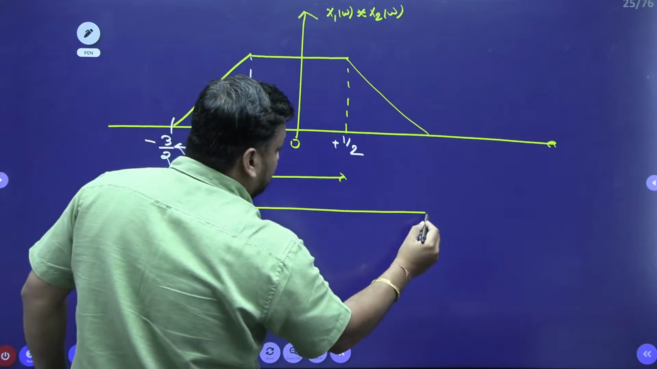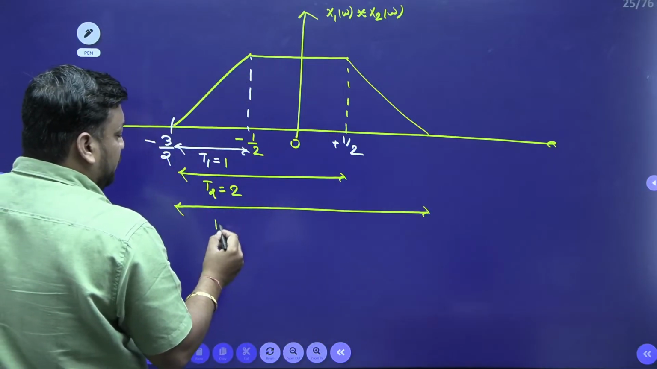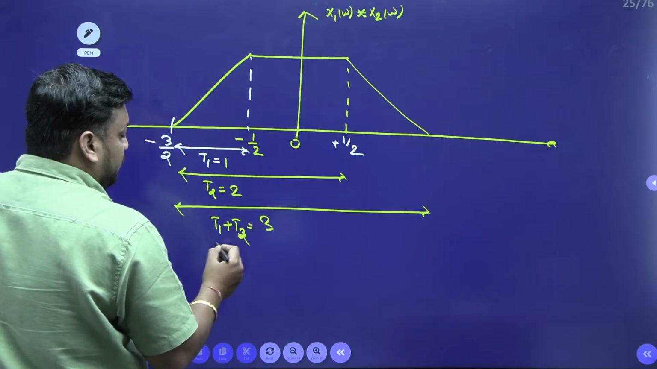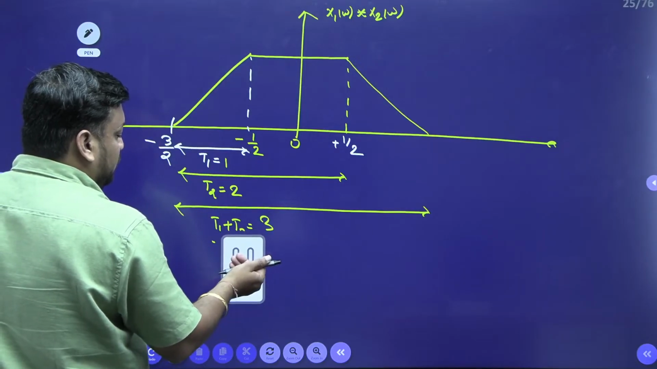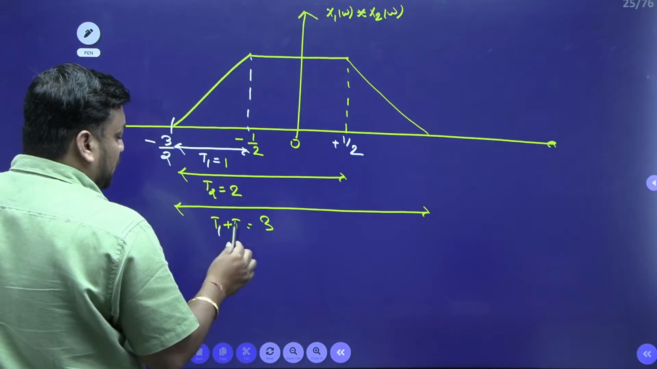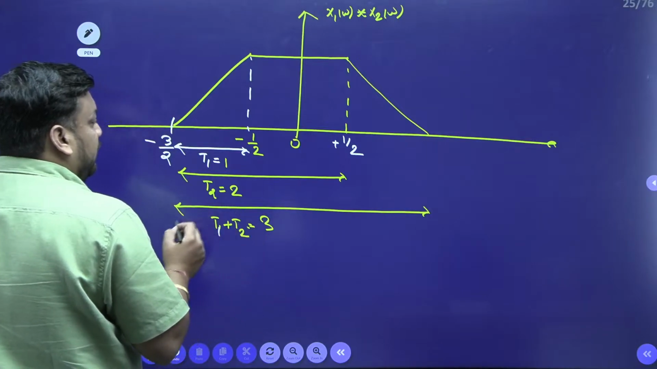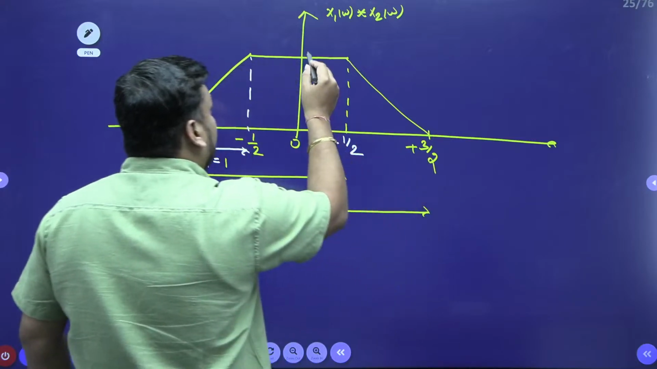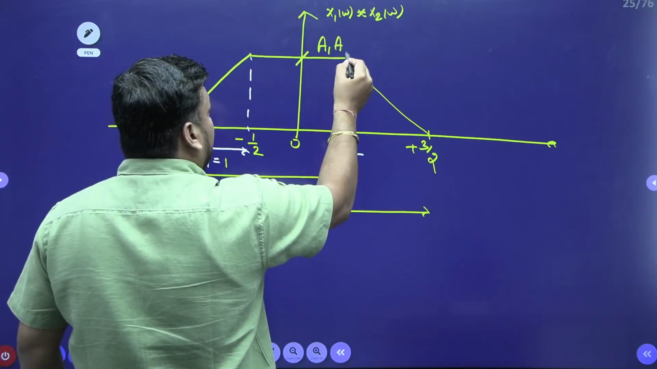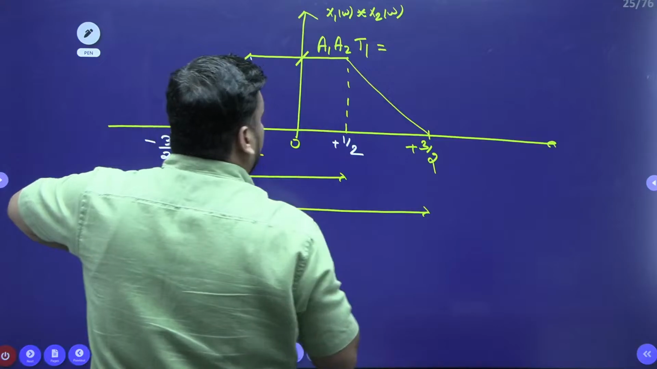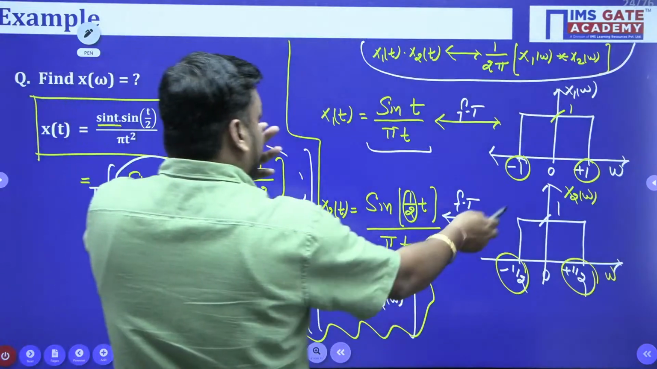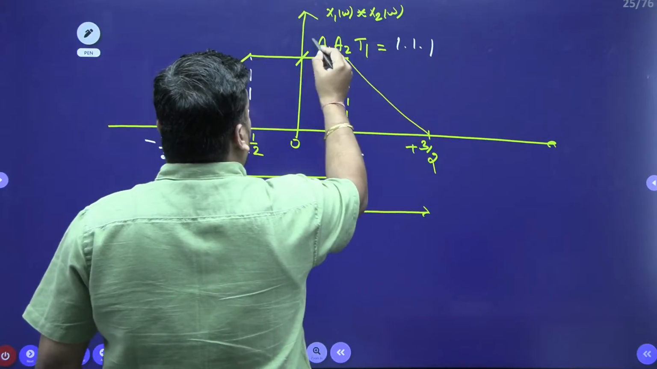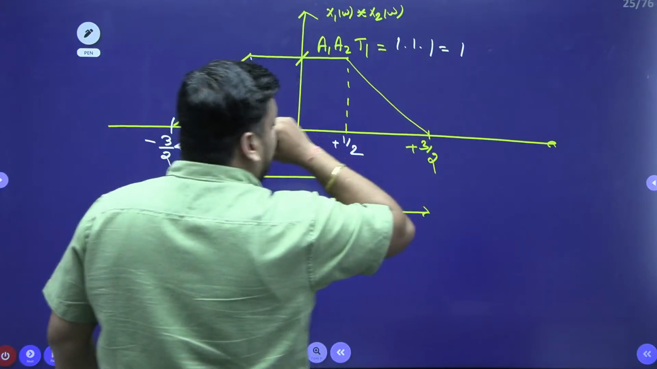Finally, from this point you need to travel T1 plus T2. It means 3 distance you need to travel, T1 plus T2, so you will reach plus 3 by 2. And the magnitude is nothing but A1, A2, T1. What is A1? A1 is 1, A2 is 1, and T1 is also 1. So 1 into 1 into 1, so our ultimate amplitude is 1 only.